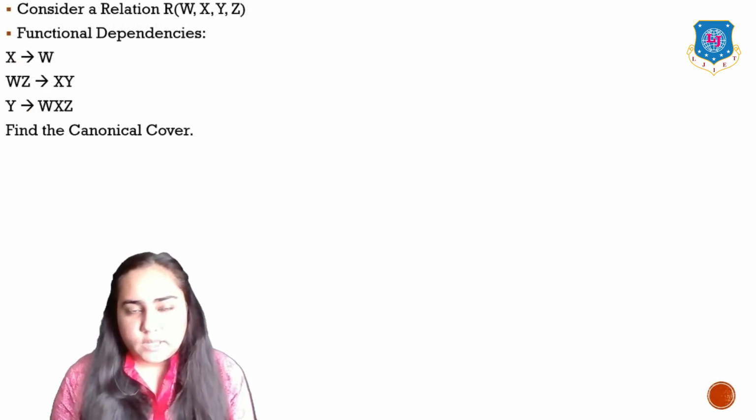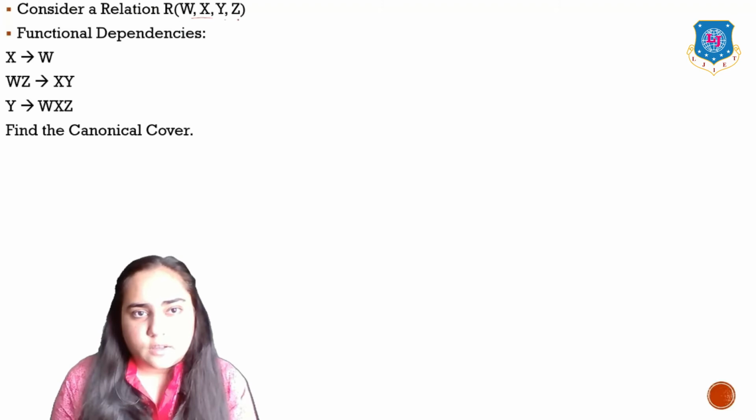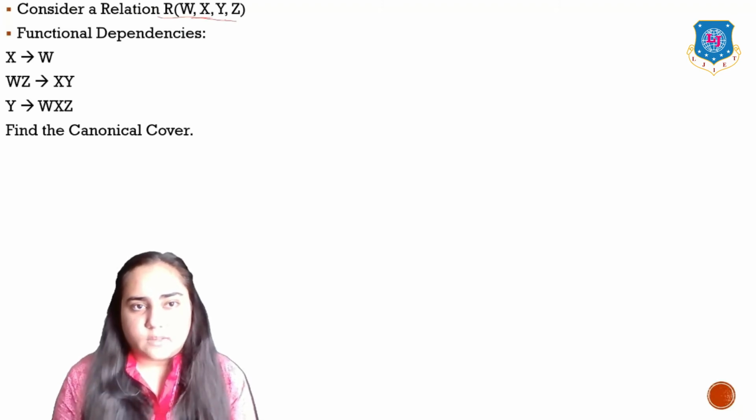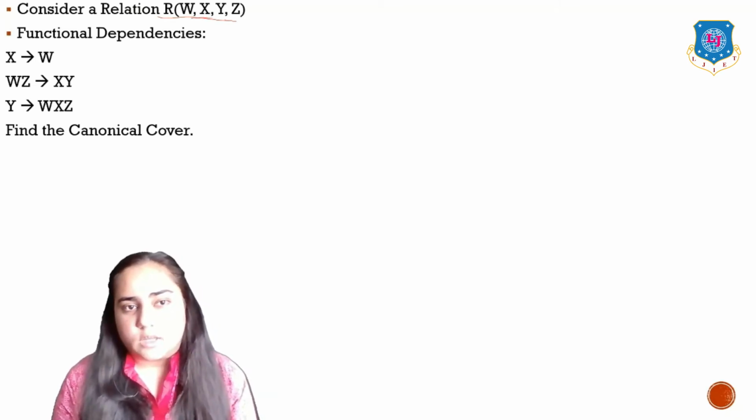So this is the relation that we are going to use. It is called relation R, and it contains 4 columns W, X, Y, Z. And the functional dependencies present here are X determines W, WZ determines XY, Y determines WXZ, and what we are supposed to do is find the canonical cover for this.